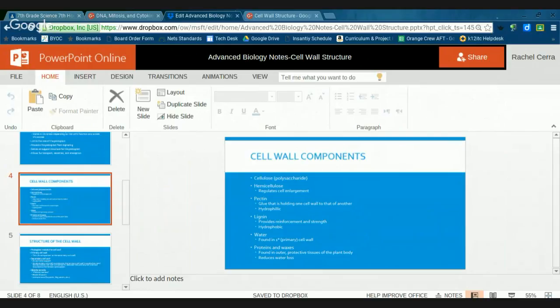And then the last thing, you've got a few other smaller bits and pieces that make up your cell wall, which would be various proteins and waxes. These are going to be found in the outer protective tissues of your plant, and waxes especially are there to help prevent water loss. Makes sense.